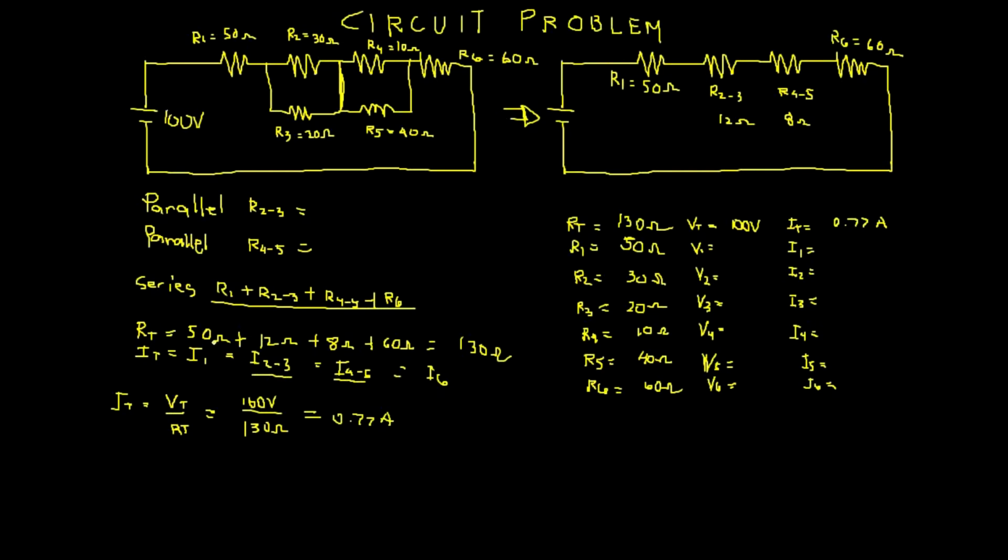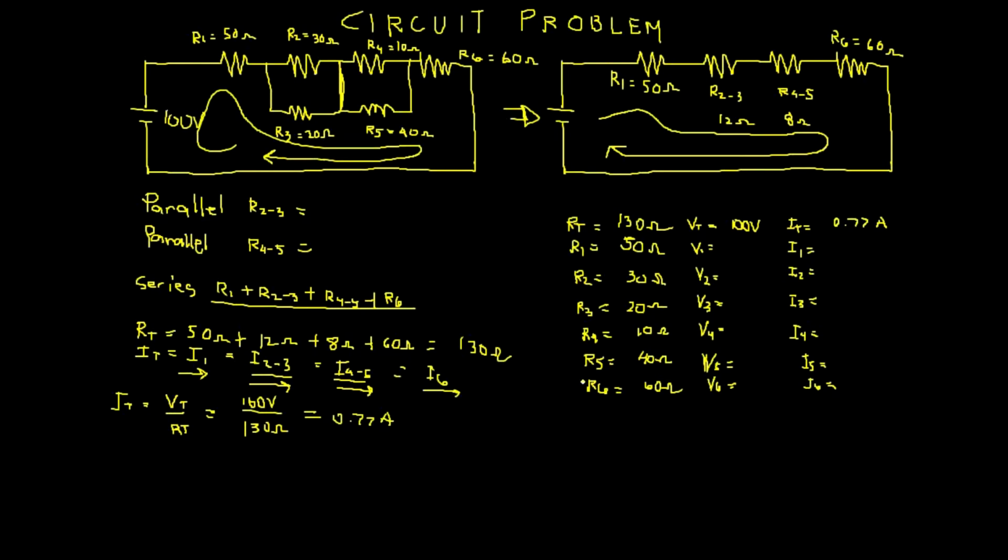So, ito, meron tayong I1, meron tayong I6. Since ang total current natin is 0.77, ibig sabihin, ang current mo sa I1 is 0.77, sa I2-3 is 0.77, sa I4-5 ay 0.77, at sa I6 mo is 0.77 ampere. Series, there is only one path for current flow.